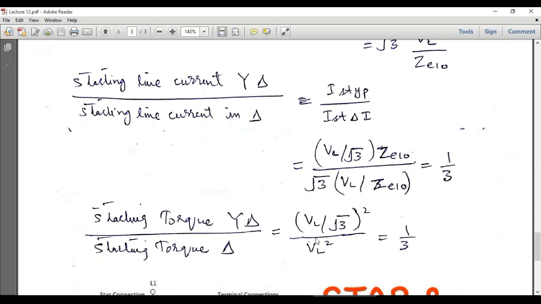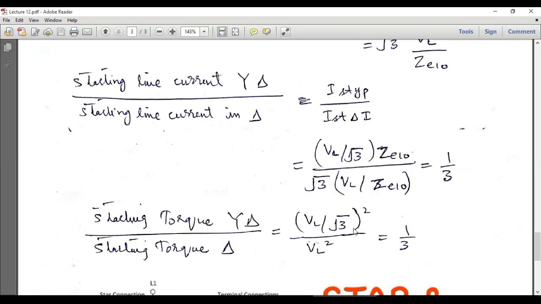So if we consider this relationship, then we can see that starting torque in Y connection is equal to line voltage divided by square root 3, this is the phase voltage in star connection, divided by starting torque in delta connection. So this is also phase voltage. So phase voltage in delta connection is equal to the line voltage, and phase voltage in star connection is equal to line voltage divided by square root 3. Since the torque is proportional to the square of the voltage, it will be squared, and VL square divided by VL square will be cancelled out, and we will have 1 by 3.